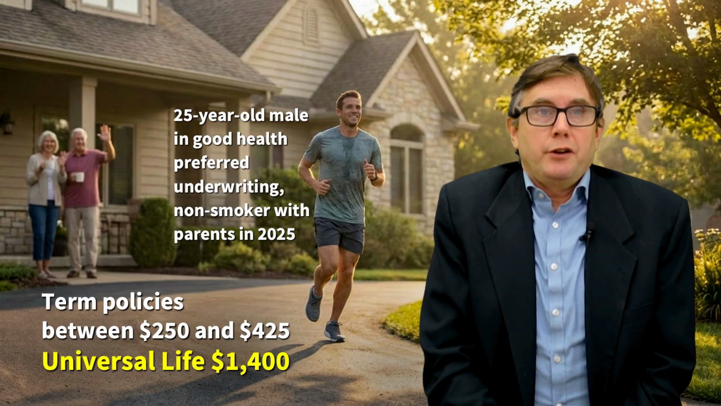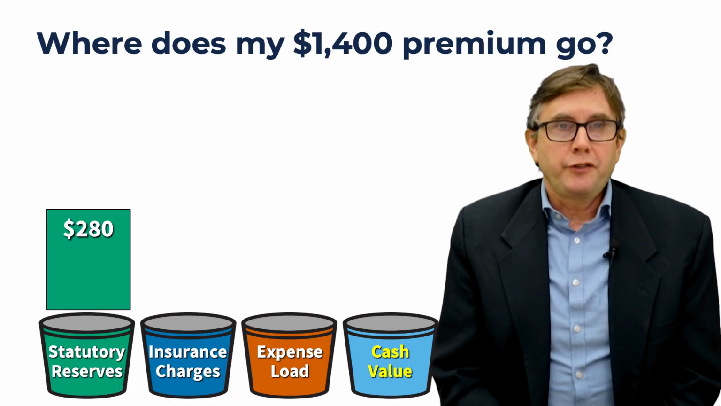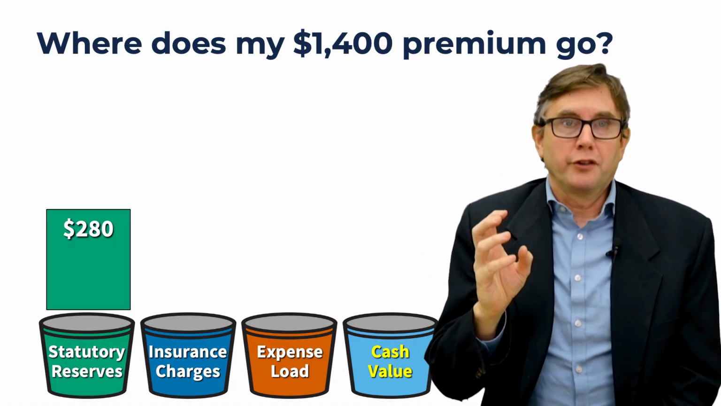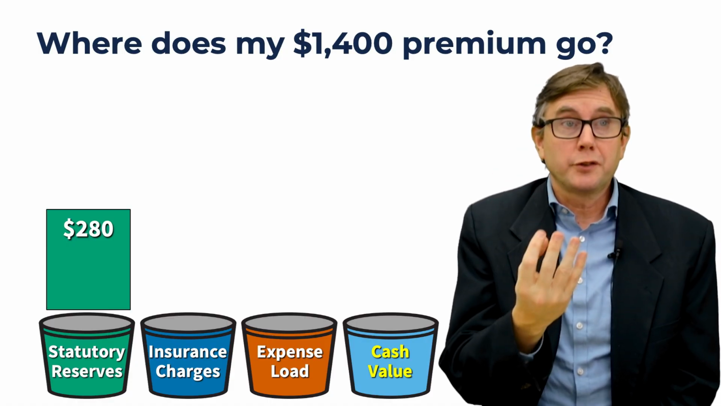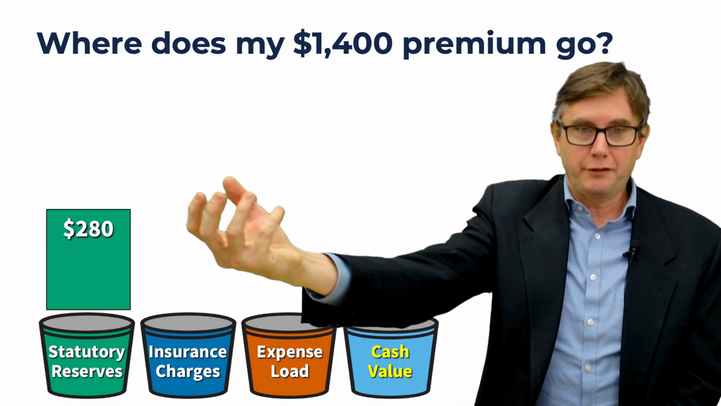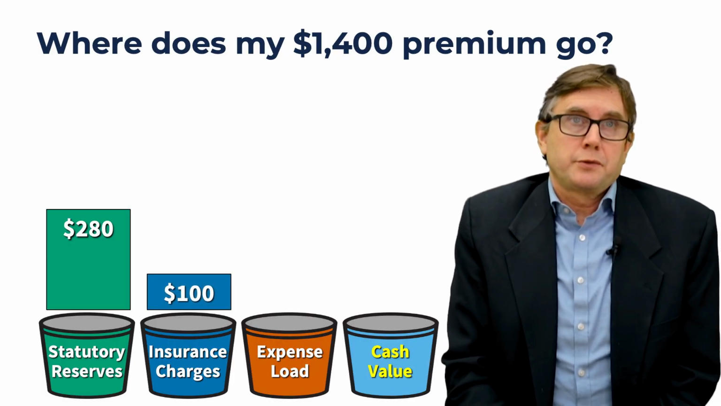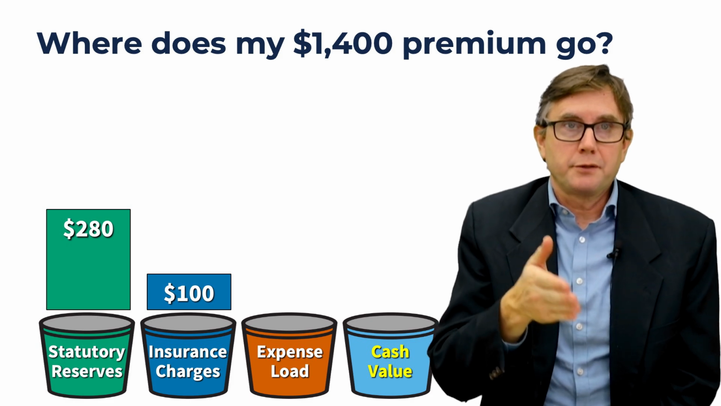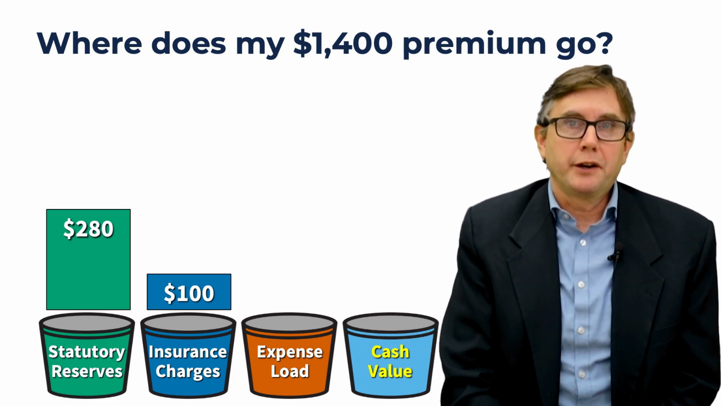So you break down what that may look like into these four buckets. And so if you had $1,400, you could say, okay, well, we're going to have some go in that statutory reserve bucket and maybe a bigger percentage than term, right? Because we're going to assume that at 25, you'll still have this policy maybe at 75 or 85, right? So put a little more in there. Then you've got your insurance charges, which aren't going to change too much from a term policy because this person still has the same probability of dying in this year. And so the actual cost of insurance would be about $100.